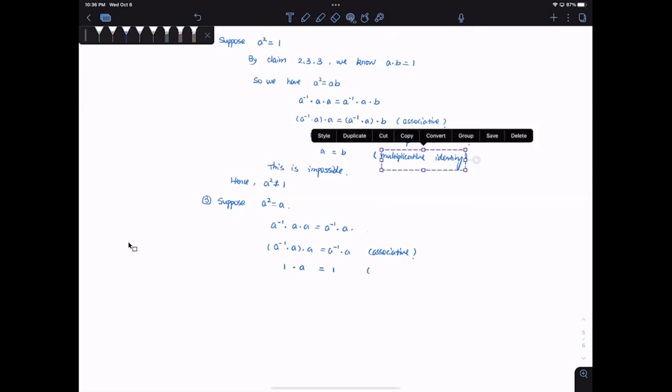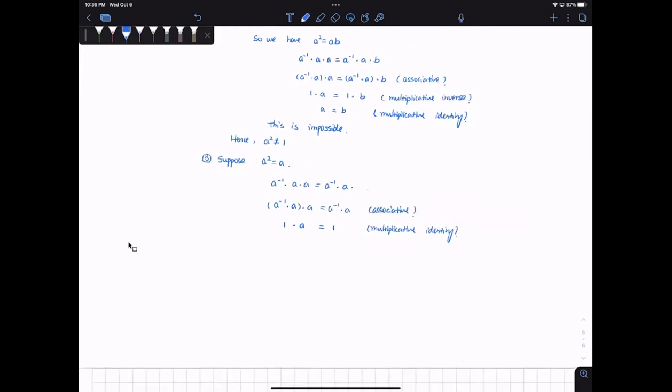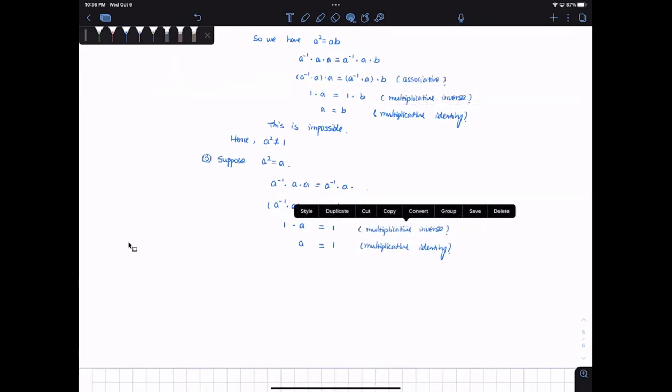All right, and then this is A equals 1. Wait, this is not identity. I mean, this is identity, and this is supposed to be inverse. So let's put it here. Inverse. And again, this is impossible.